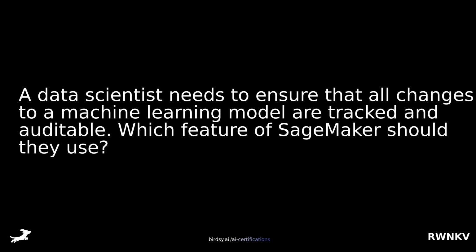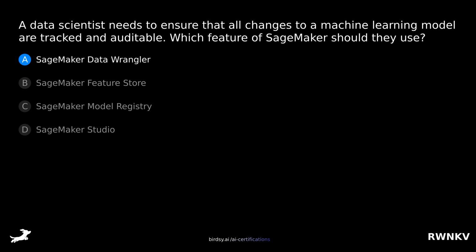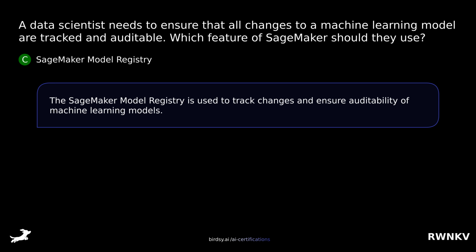A data scientist needs to ensure that all changes to a machine learning model are tracked and auditable. Which feature of SageMaker should they use? Is it A, SageMaker Data Wrangler, B, SageMaker Feature Store, C, SageMaker Model Registry, or D, SageMaker Studio? The answer is C, SageMaker Model Registry. The SageMaker Model Registry is used to track changes and ensure auditability of machine learning models.